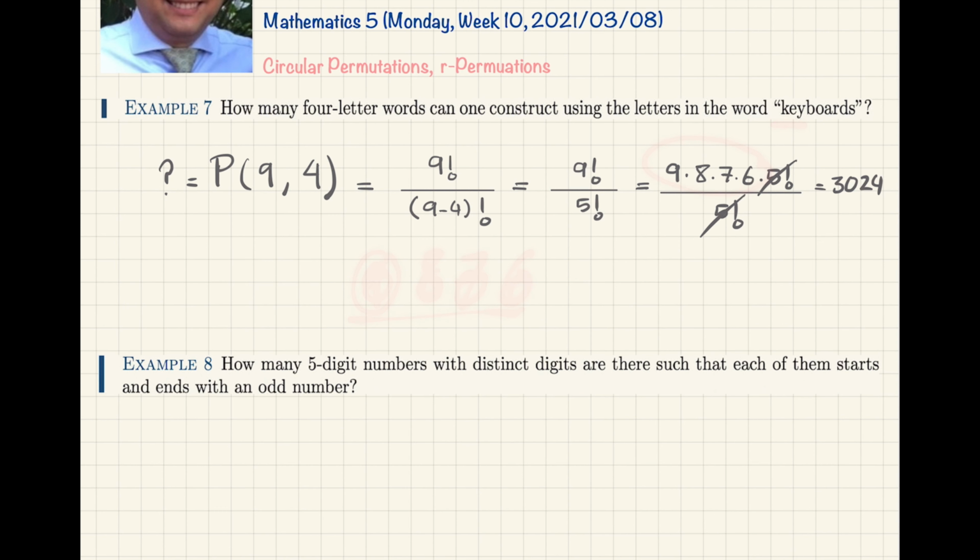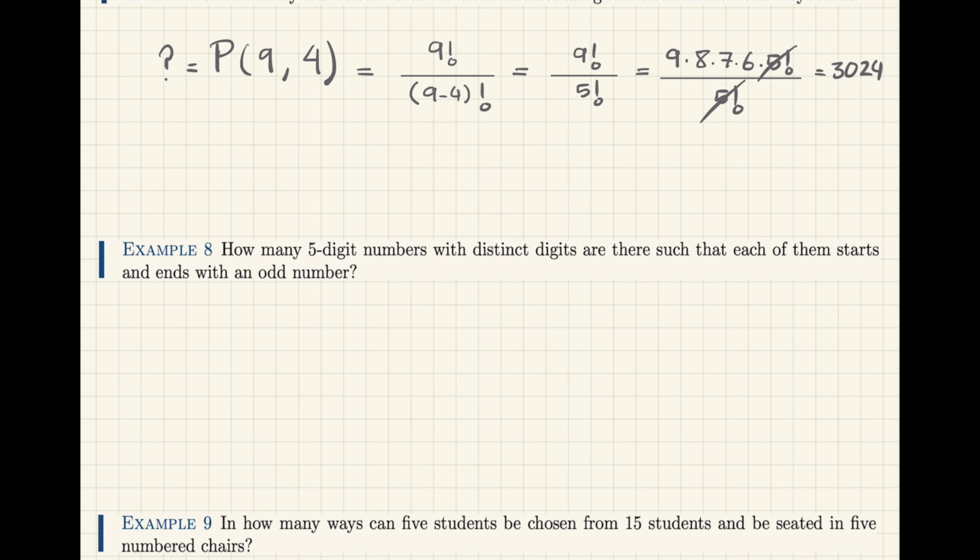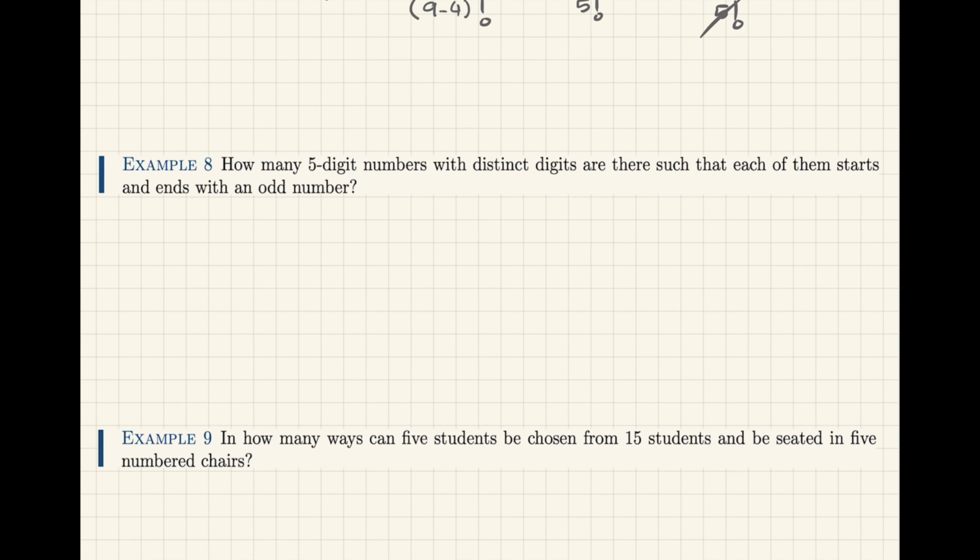But I want you to learn that, because this will help you. If you want to solve everything from scratch, for harder problems it becomes very hard. So it is important to realize when you are allowed to use this formula. Okay, how many 5-digit numbers with distinct digits are there such that each of them starts and ends with an odd number? Okay, so how should I do that?